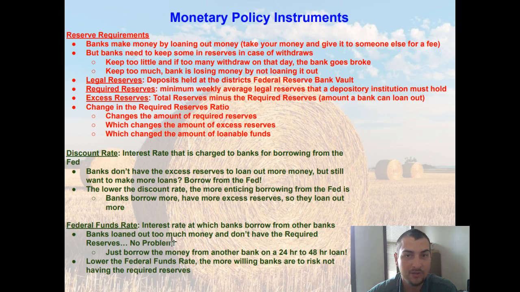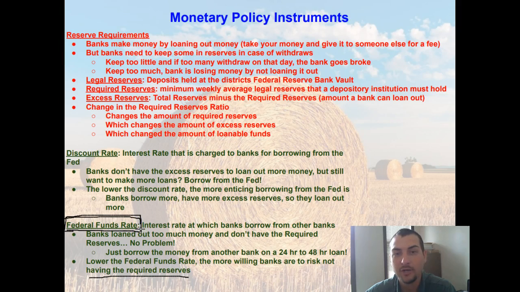And they're borrowing it at this interest rate known as the federal funds rate. It's the amount that they can borrow from another bank. And the lower the federal funds rate is, the more willing banks are to risk not having these required reserves. Because if they don't have them, they'll just borrow from another bank at a low interest rate if the federal funds rate is low.